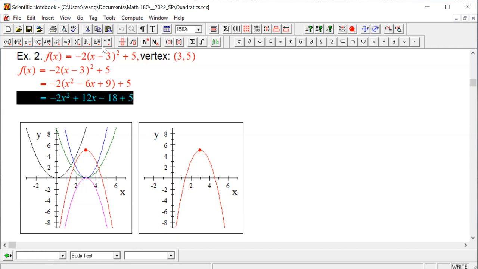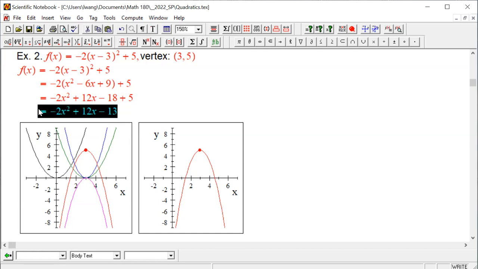Now, finally, -18 plus 5 is going to be minus 13. So this is the general form, and this is the form with a completed square. This is the completing square form. The general form doesn't tell us the vertex easily, but the one with the perfect square tells us the vertex very easily.